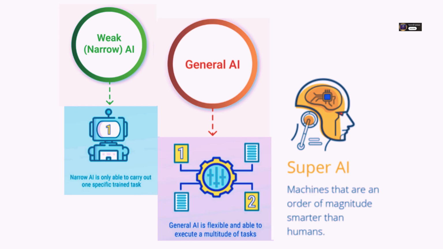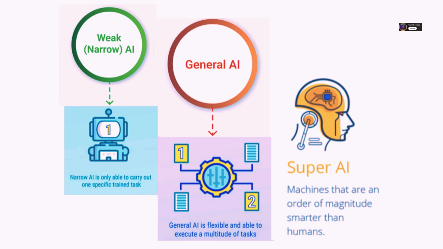Right, makes sense. Then you have general AI or strong AI. Now that's the sci-fi goal. An AI with human-like intelligence that could learn and apply itself to any intellectual task. Understand context, reason abstractly. But that's still theoretical. Oh, absolutely. It's a major research goal, but we are definitely not there yet.